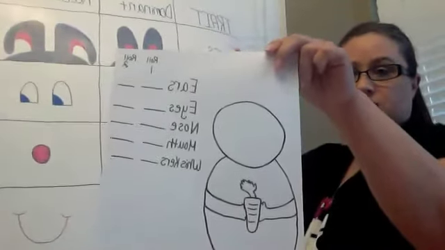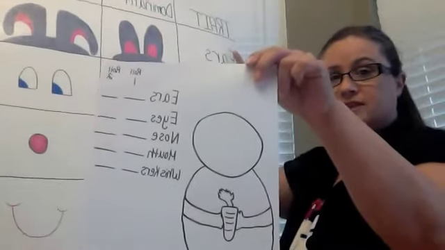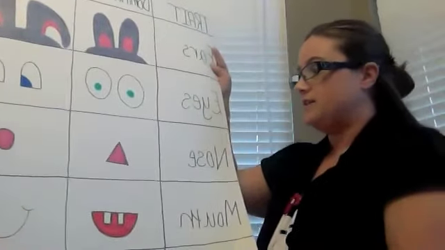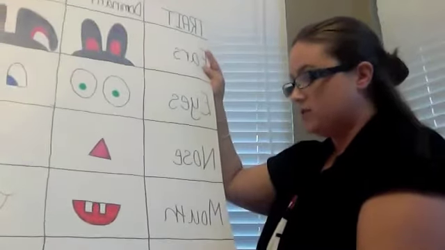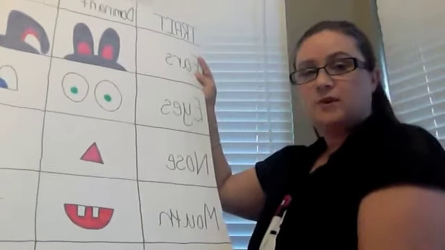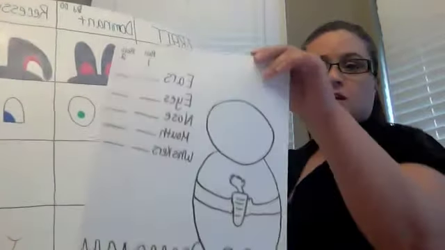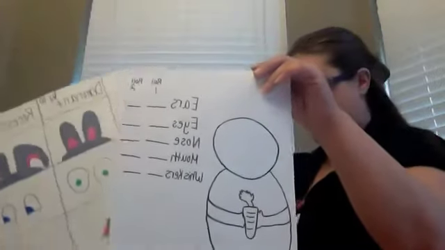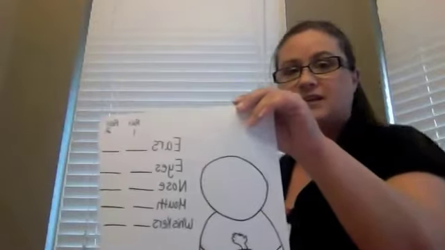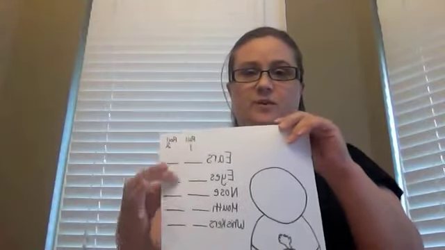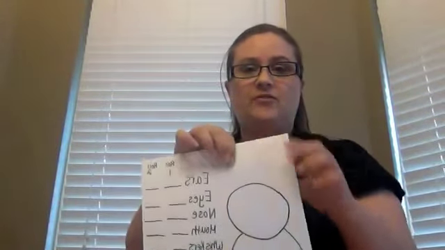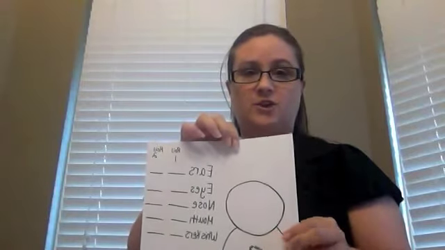Then they will draw either the dominant or the recessive ears, the dominant or recessive eyes, dominant or recessive nose, dominant or recessive mouth, dominant or recessive whiskers. So at the end, when they turn this in, I should have a bunny, and I should be able to look at the genotypes that they have listed for me here, and then look at the phenotypes that they have drawn here to determine if they understand the concept.